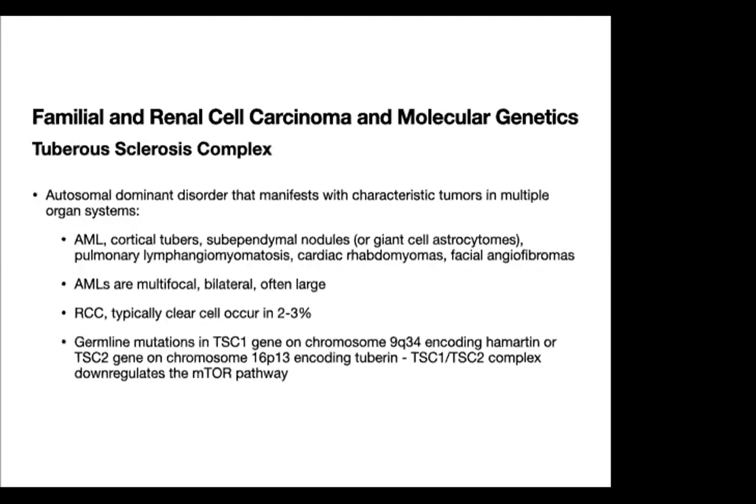Next is the aforementioned tuberous sclerosis complex, or TSC, which is an autosomal dominant disorder that manifests with characteristic tumors in multiple organ systems. Again, in addition to AML, also cortical tubers, subependymal nodules, pulmonary lymphangiomyomatosis, cardiac rhabdomyomas, and facial angiofibromas. In these cases, AMLs are multifocal, bilateral, and often large. RCCs, clear cell in type, occur in 2-3%.